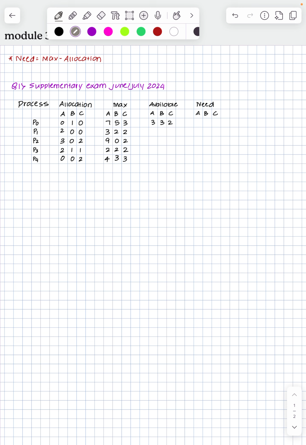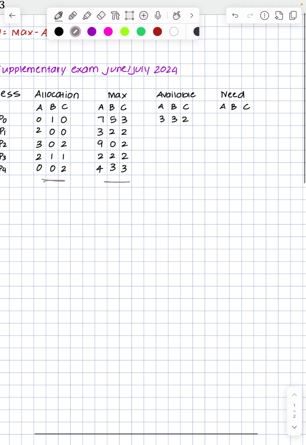First, we need to calculate the need matrix. So how to calculate the need matrix? It's very easy. This question is taken from the supplementary examination, June-July 2024. The formula for need matrix is maximum minus allocation. So the maximum is given here and the allocation is given here. Let's just subtract them both and calculate the need matrix first.